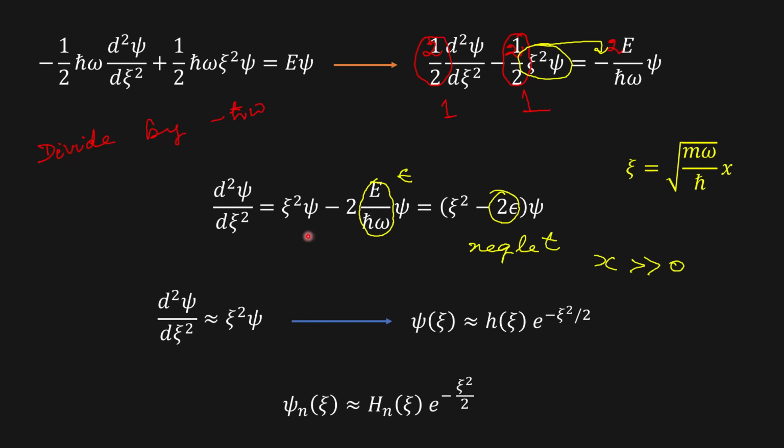The solution to this equation is psi of z equals h of z times e power minus z squared over 2. This h is the integral constant, since you have to integrate d2 psi over dz2. Then I am going to replace this for the nth state. Psi n of z is approximately equal to h sub n of z times e power minus z squared over 2, where this h n is the Hermite polynomial for the nth state.